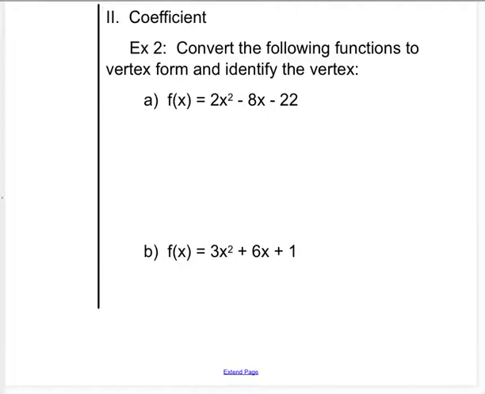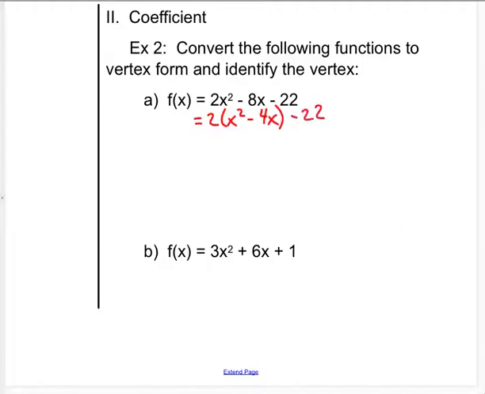If you have a coefficient other than 1, completing the square again is a little bit different. So when we use completing the square to solve equations, we would divide everything by the coefficient. We would divide on both sides of the equal sign. But I can't divide f(x) by 2, so what I have to do instead is factor it out. So what I'm looking at, again, is just those first two terms. I don't need to factor the 2 out of the constant on the end, the 22. I just need to factor it out of my x squared term and my x term. And the minus 22 is on the end.